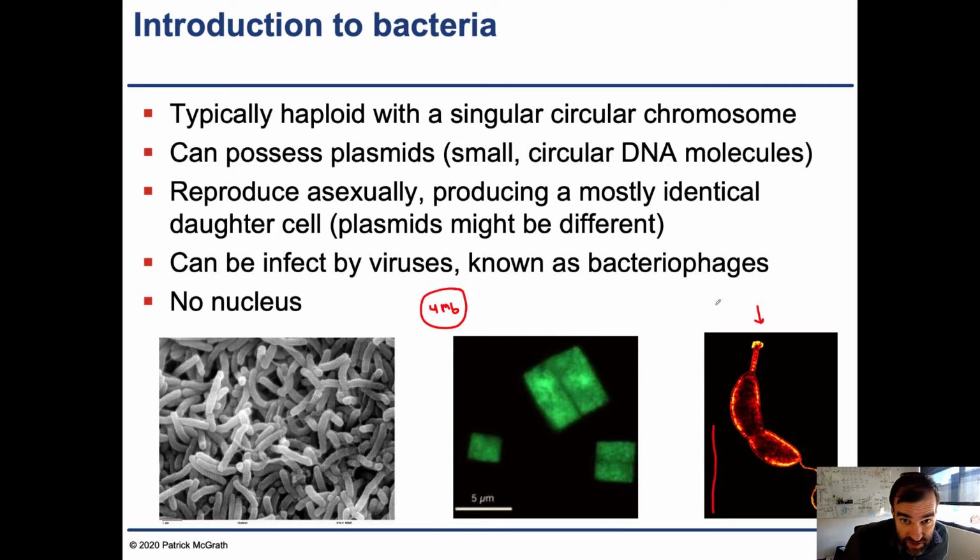Bacterial chromosomes and genomes are also much more condensed. Think about humans, which have 3 gigabases of DNA. These bacteria have only almost a 1,000th of the DNA. So they have much more compact genomes. They have much less intergenic DNA, and they have many fewer genes, typically only about 4,000 genes.